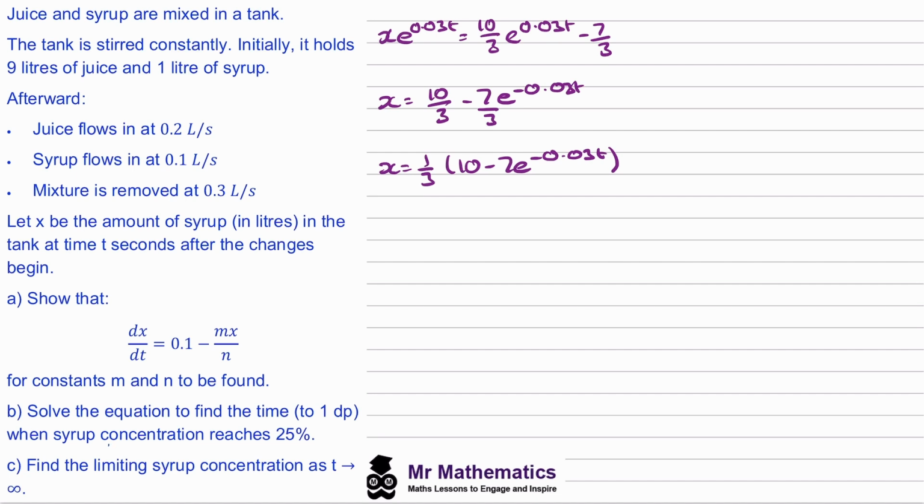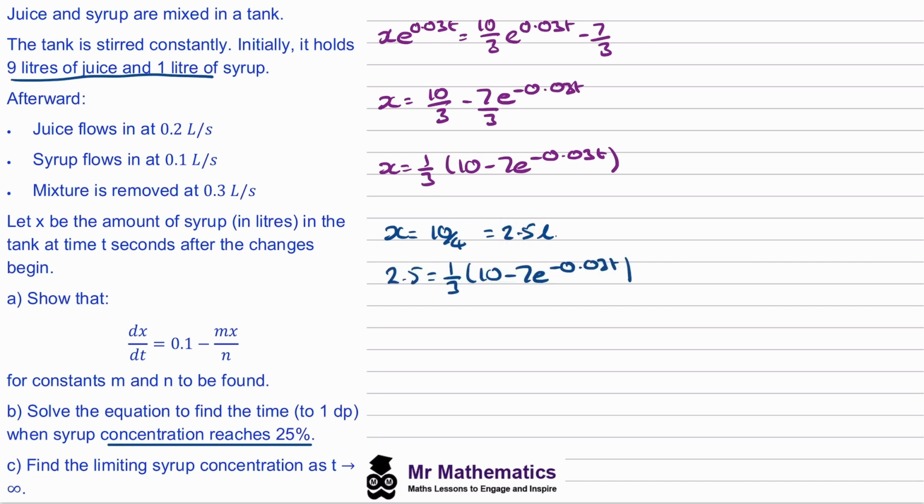So to work out when the concentration reaches 25%, the amount of syrup will be the total volume, which is 10, divided by 4. So this will be 2.5 litres. So if we substitute this into our model for x, then we just need to solve this equation. So we'll multiply both sides by the 3. We'll move this term over to the left-hand side and the 7.5 over to the right-hand side.